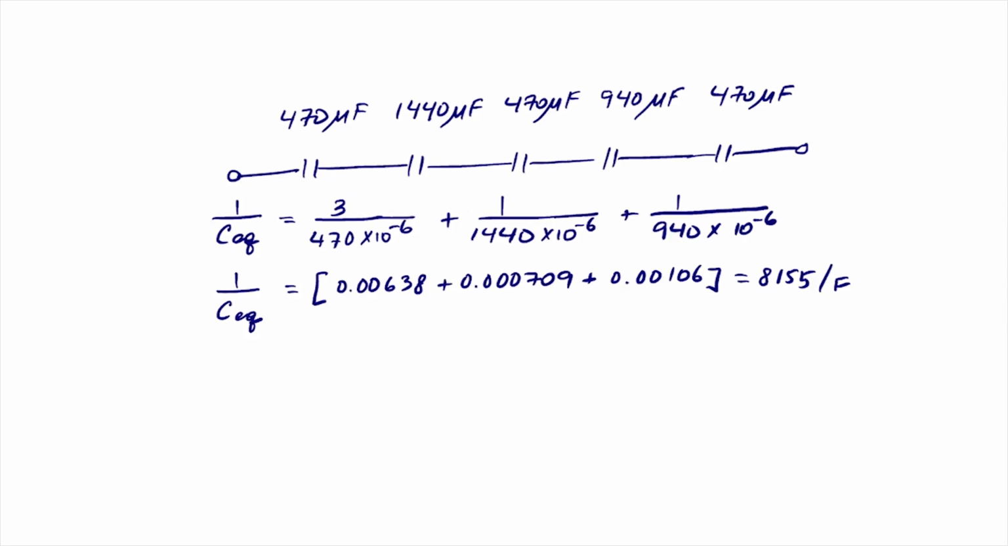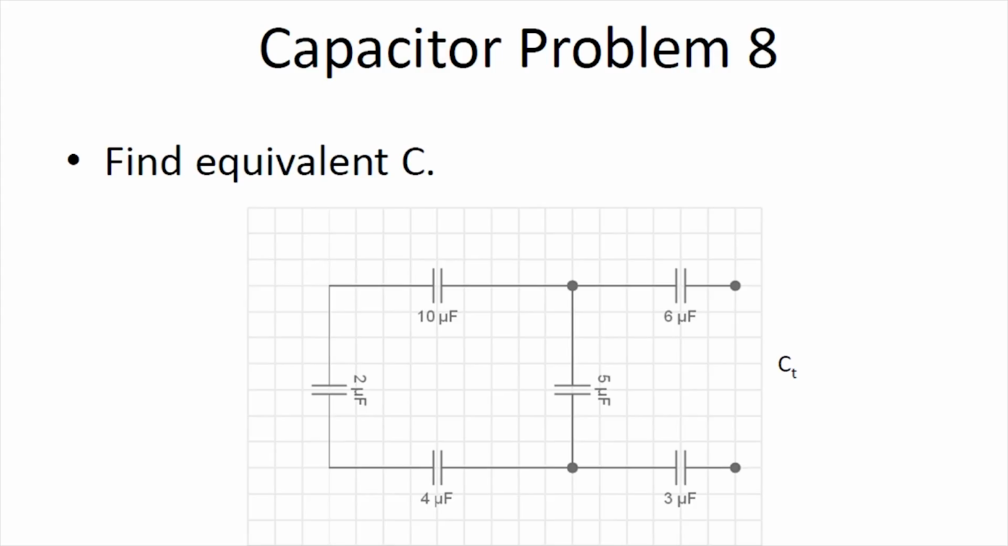And that's equal to 8155, and that's over the units of farads. So what we get if we invert that to figure out what CEQ is, we get 123 microfarads. So inverting this to get CEQ. So this is the net capacitive value of this network. This network, then we modified it to mathematically be represented this way. And then we used our formula for the series capacitors, and our total capacitance comes out to be CEQ equal to 123 microfarads.